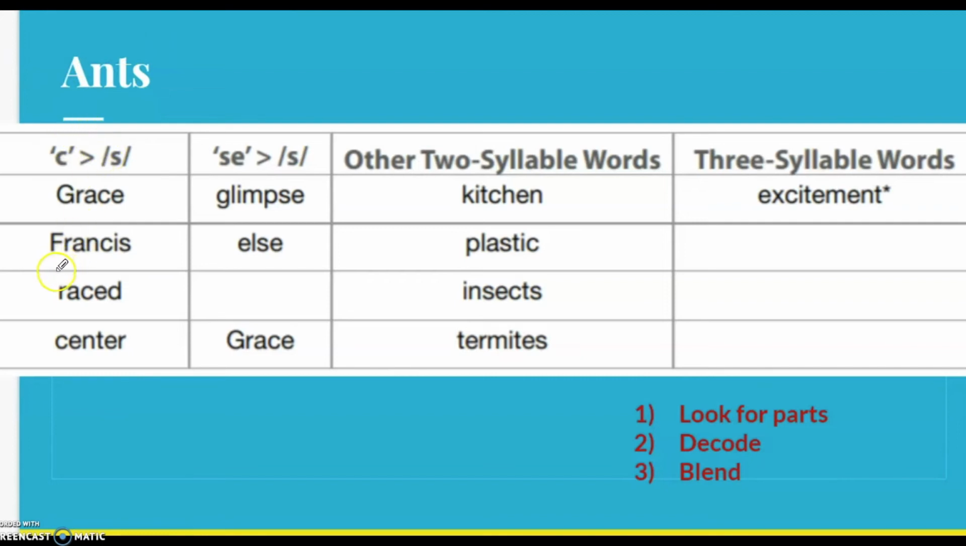Let's read this word together. Let's look for parts we know. Okay, oh, I know ER makes ER. I don't really see any other parts I know, so now I'm going to decode. I remember that C makes the S sound. Okay, S, E, N, T, ER. Now I'm going to blend it.